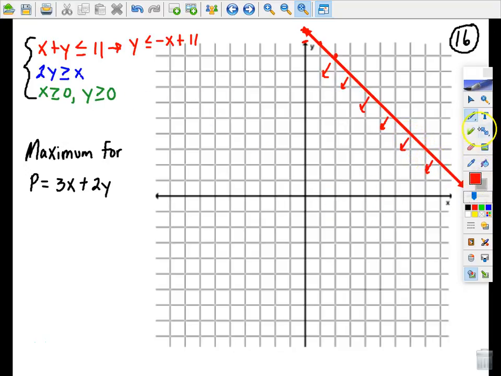Okay, for the blue, let's solve it for y. And we're going to multiply by 1/2 on both sides. Y is greater than or equal to 1/2 x. So that's a y-intercept of 0 and a slope of 1/2, up 1, right 2, up 1, right 2 again. And so here's the boundary line.